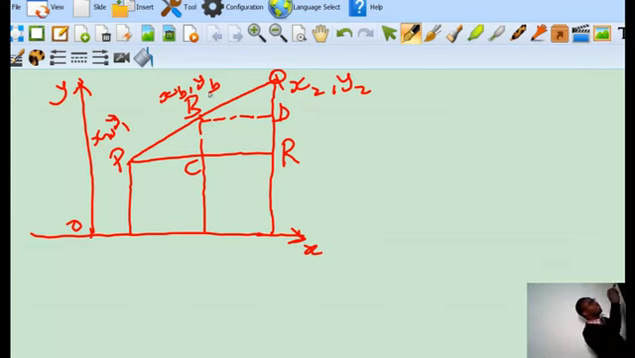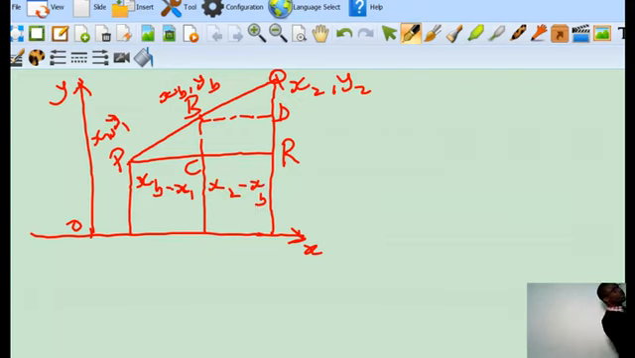Don't forget, the distance between P and B will now be what? xb minus x1. And the distance between B and Q will now be x2 minus xb. Don't forget. Now, let us say the first half is m and the second half is n. That is the first half of the line and the second half of the line.